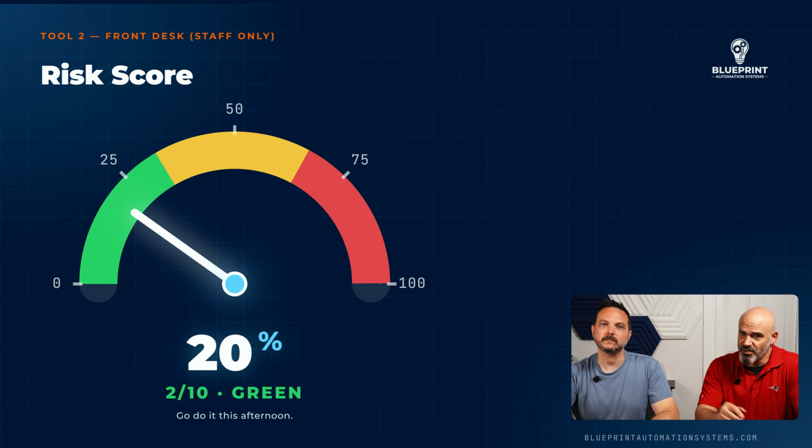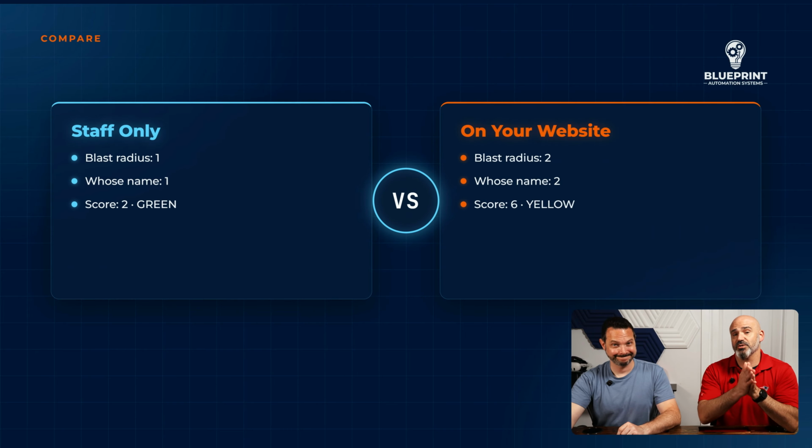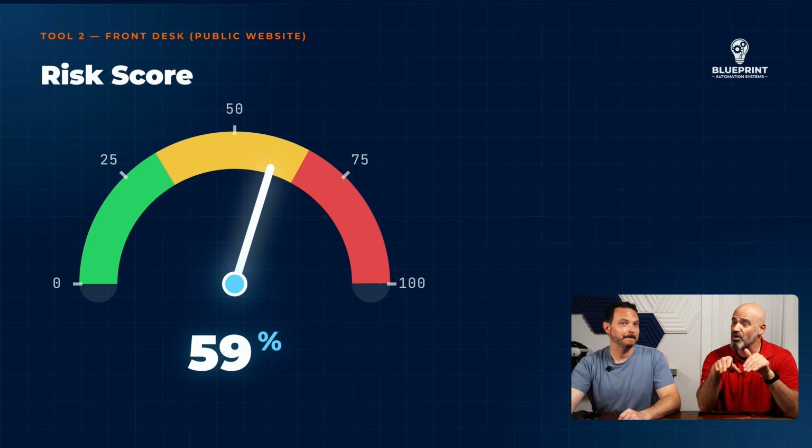Now change something about it. Take that identical assistant, same instructions, same uploaded documents, and put it on your website where customers talk to it directly instead of through a human being. Blast radius jumps to a 2. Whose name on it goes to a 2 because it's your logo, it's your website, it's your brand. Undo goes to a 1 because now a customer's got a screenshot. That's a 6. Yellow, dark yellow.